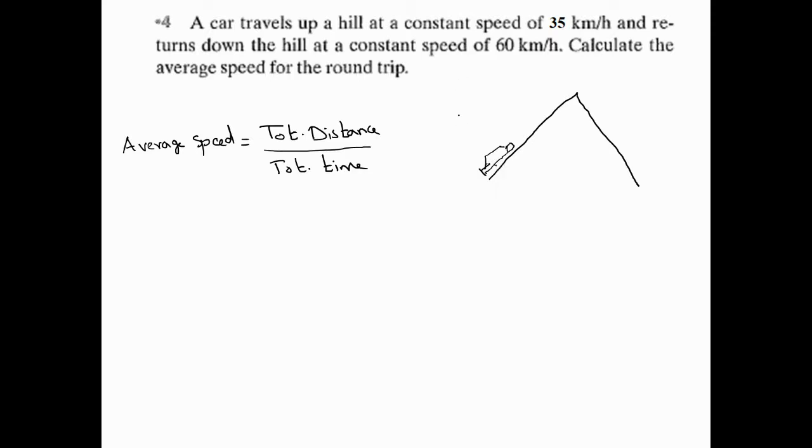25 divided by 2. Wait. So the car is moving up the hill like this, and then it is coming down like this. Am I right? Yes. Am I right or not? Right.